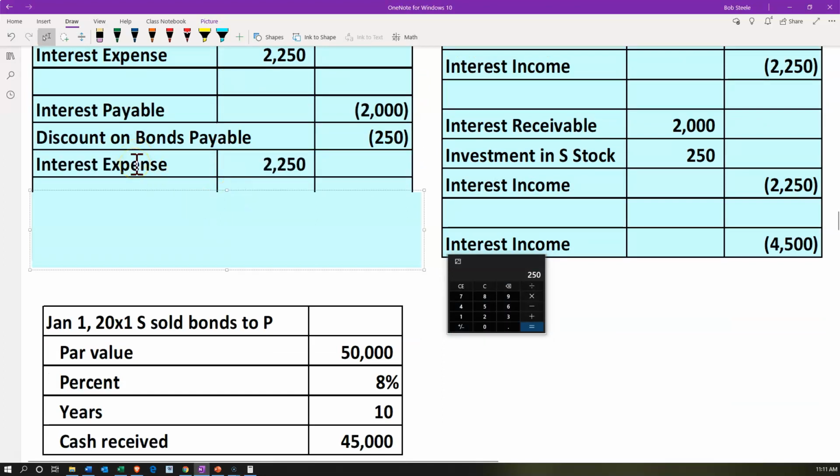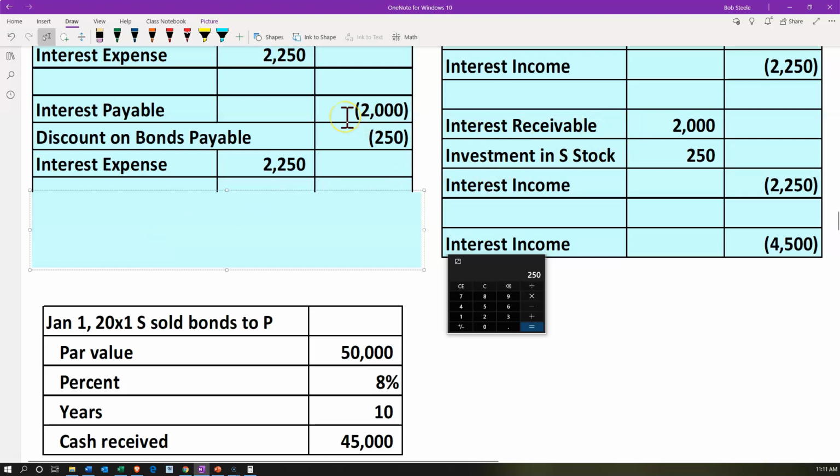Then at the end of the year, remember at December 31st, we're going to need an accrual entry because we're not going to get paid until January of next year, but we've accrued the expense at this point. So same thing we had last time where they accrued the income at that point.